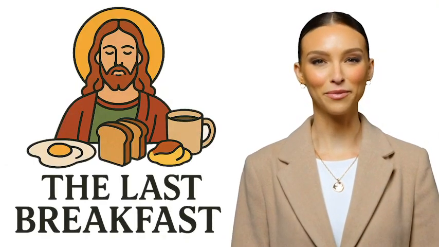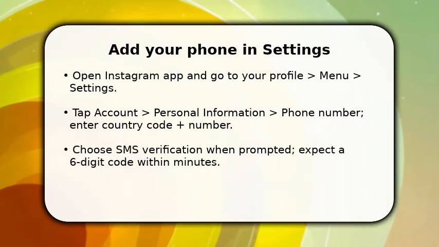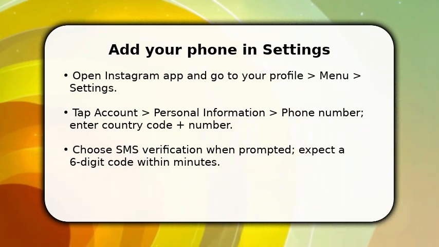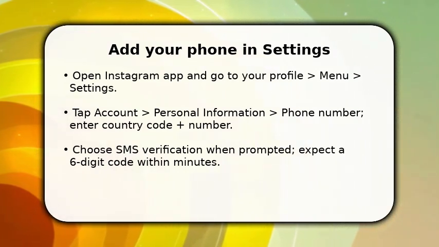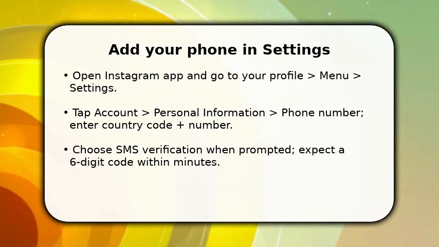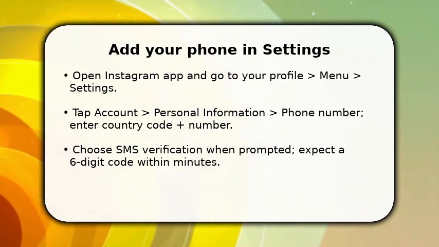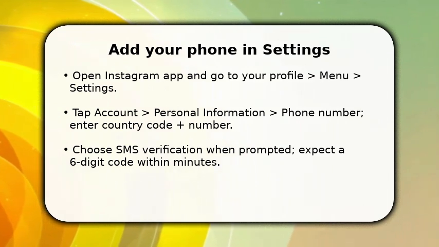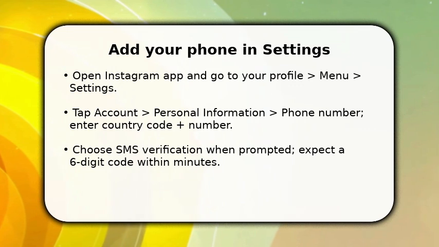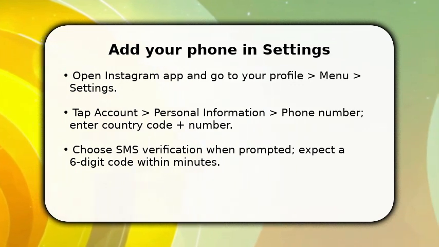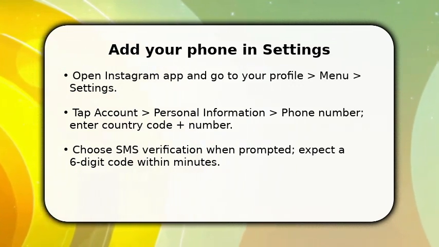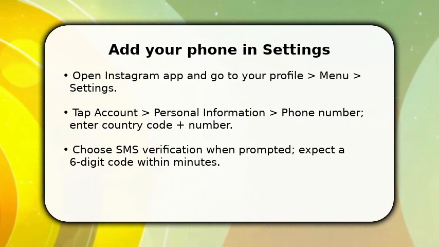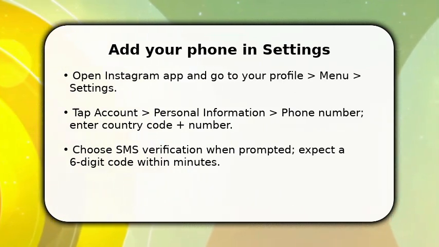Please enjoy the video. You start by opening Instagram and going straight to Profile menu settings, skip extras, and go to Account then Personal information. Once there, type your country code and phone number exactly. Small typos block verification. After you submit, Instagram will offer SMS with a 6-digit code. Choose that. Why this matters: the number links your identity for recovery and security.